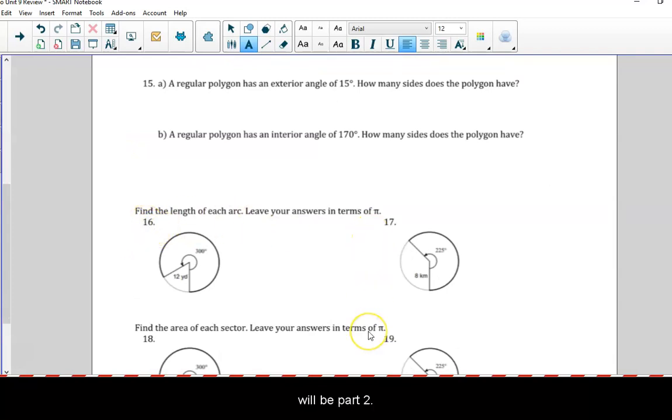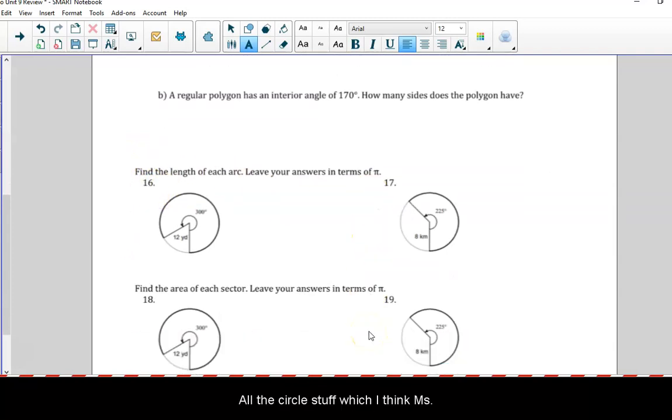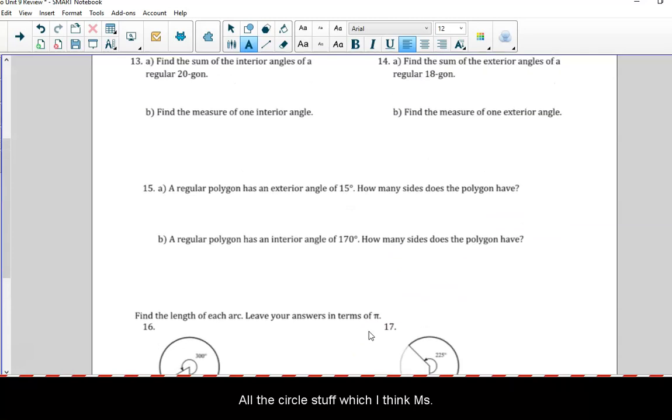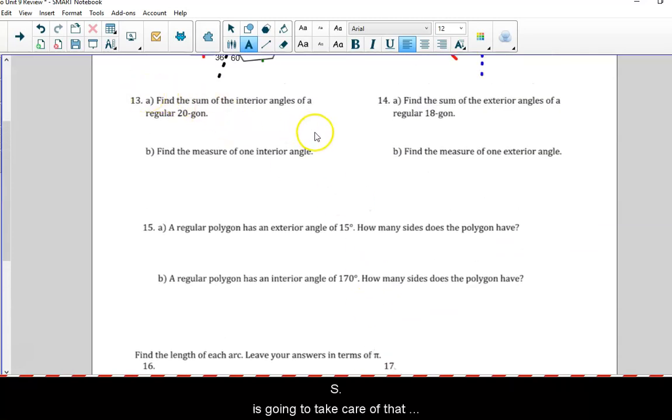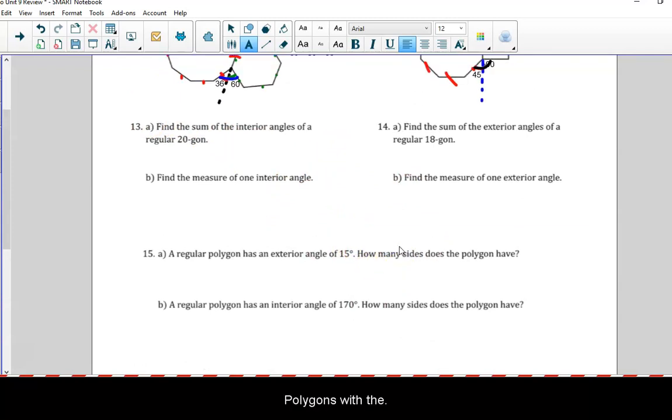This would be part 2, all the circle stuff, which I think Miss S is going to take care of. But that is Unit 9, Part 1, polygons with the exterior angles, interior angles, all that stuff. So hopefully you kind of know what's going on.